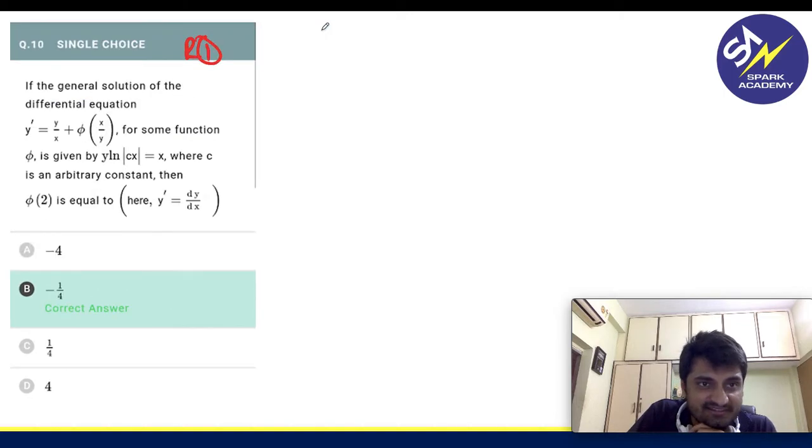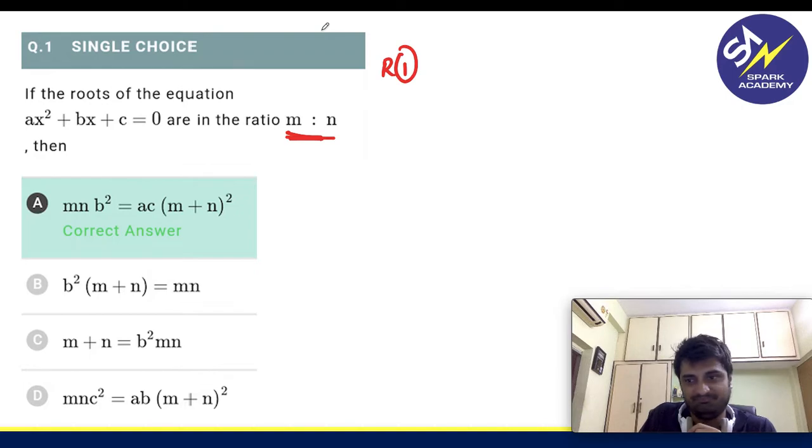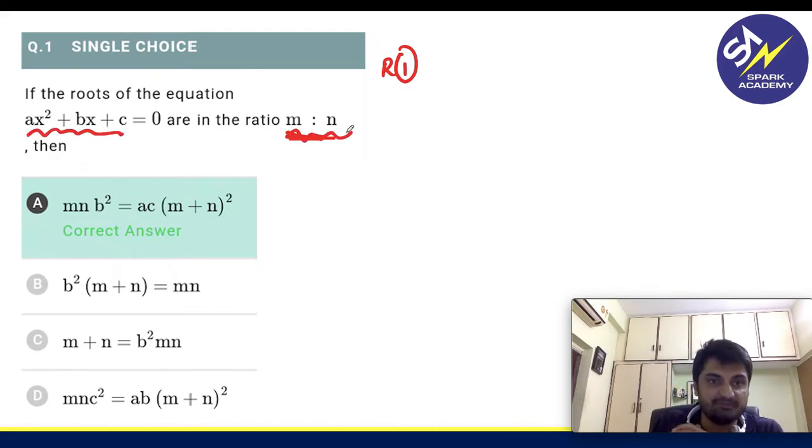Now that I know all this, first I will try to solve all the round one questions available to me. Let's look at the first question. The roots of the equation are in the ratio of m is to n. Then the condition is, this is a direct condition. So basically m is to n are the roots which they are saying. So what I will do is assume the roots as alpha is to beta.